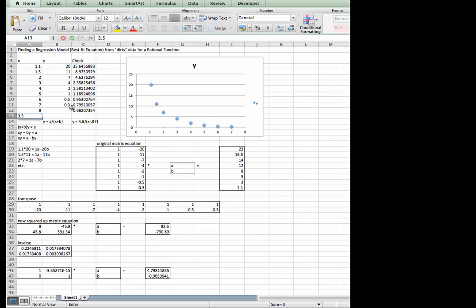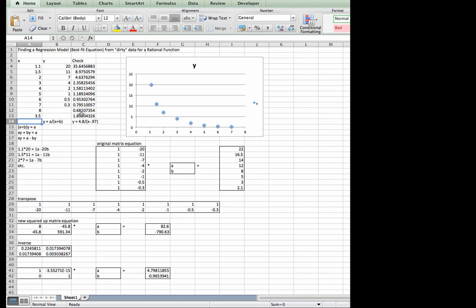Or if I said, what would 3.5 be? I hit 3.5. This one is an interpolation, and I better be getting some value between 4 and 2. Let's see, 3.5 is between these two. And so that's how you would use your regression formula to answer questions about situations beyond the data or between the data points.